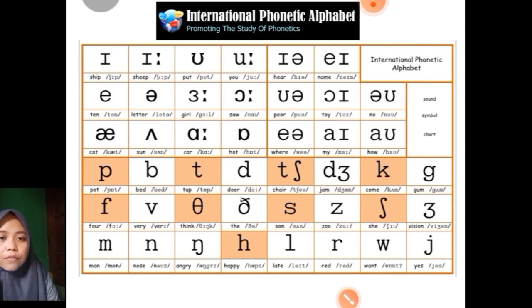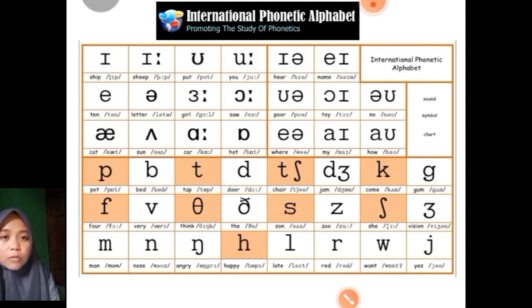And then is the v sound. V is a voiced labial fricative consonant, and the word for it is very. And then is the th sound. Th is a voiceless coronal fricative consonant, and the word for it is thing.